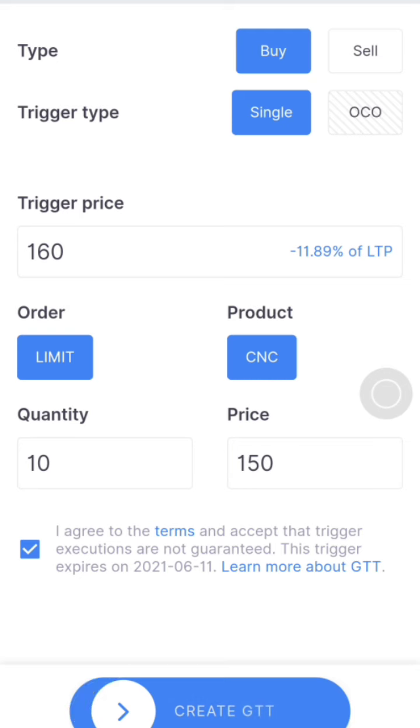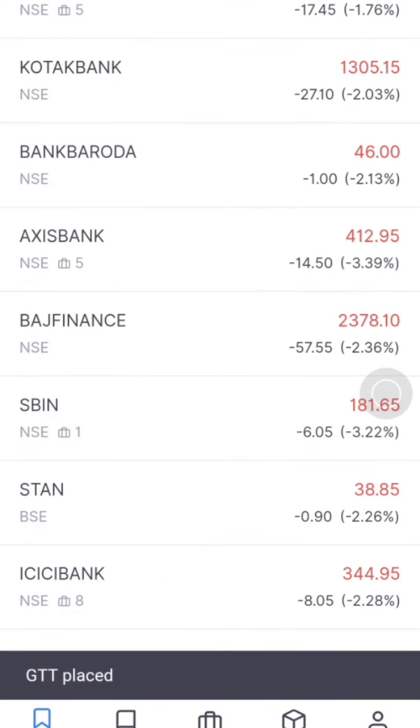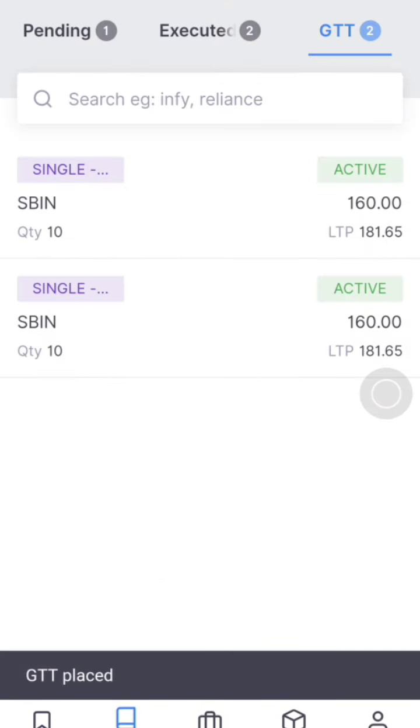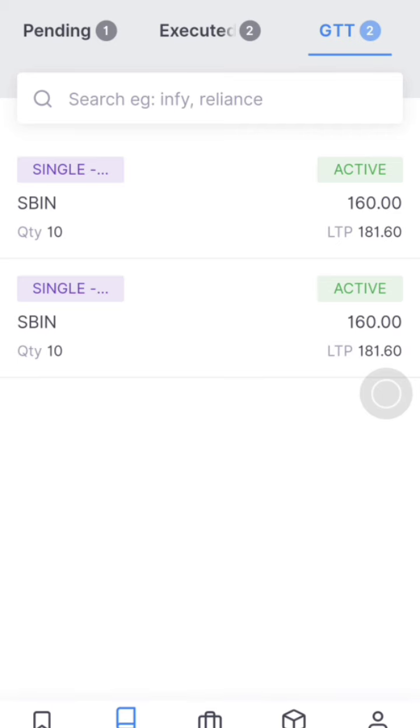Then you can click create GTT. So you can see GTT placed. You can go to orders. In the orders there's something called GTT. So here you can see your GTT is activated. So you can see your SBI. I already put one other GTT earlier. Here, the second time again, you can see GTT is activated.